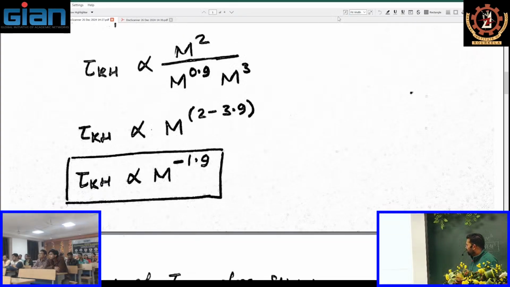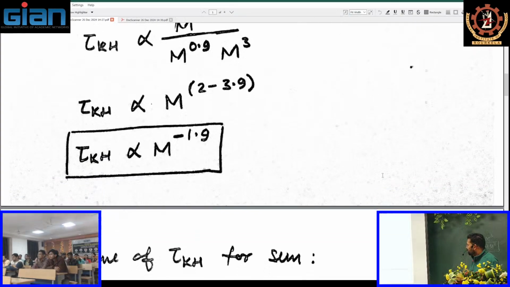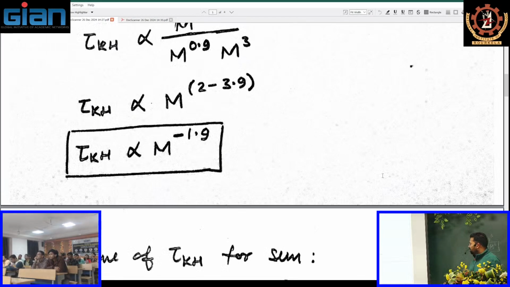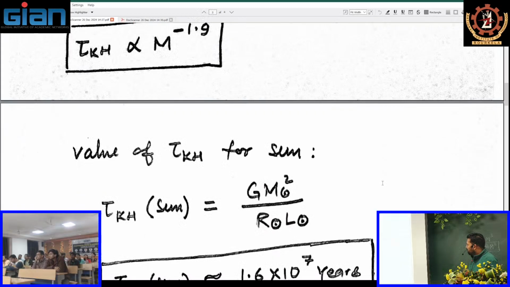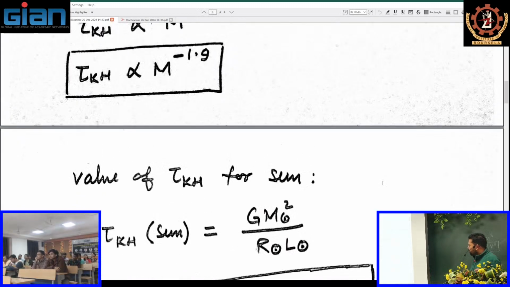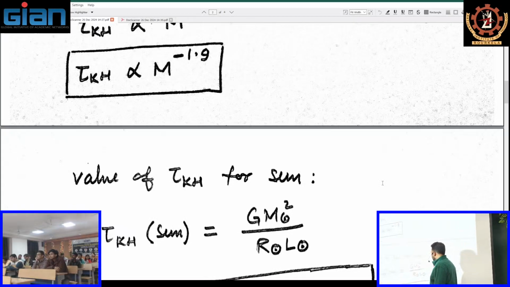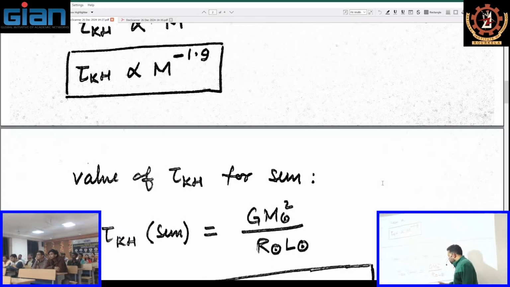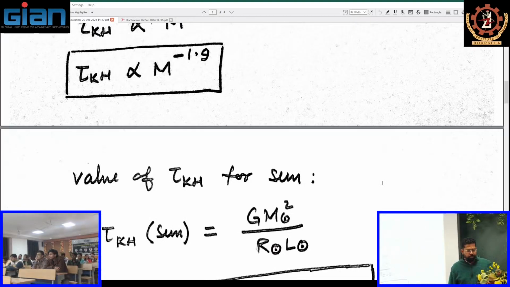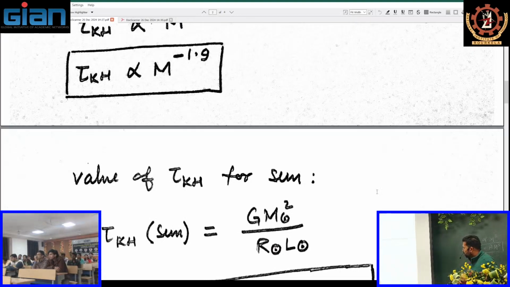Perfect. So now we know how the Kelvin-Helmholtz time scale depends on mass. Now can we calculate it for the case of the Sun? For the Sun, you know the value of M, you know the value of R, you know the value of L. So if you substitute the values, let's see if I can.